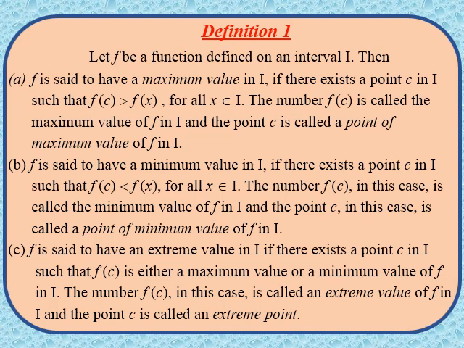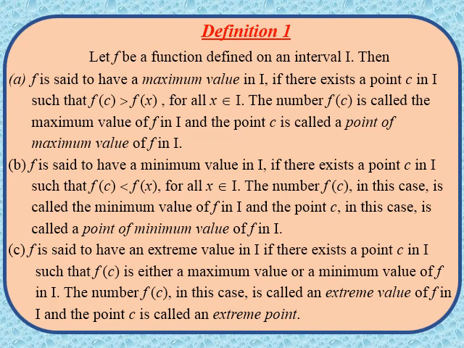Now if the case is converse, that is if f(c) is less than f(x), then that particular value is called the minimum value of f in the given interval, and the point c is called the point of minimum value of f in I. Clear? It is very simple. Find the point c and find the value of the function at the point c, that is f(c). If f(c) is greater than f(x) for other points, it is the maximum value, and if f(c) is less than f(x) for other points, then it is the minimum value.